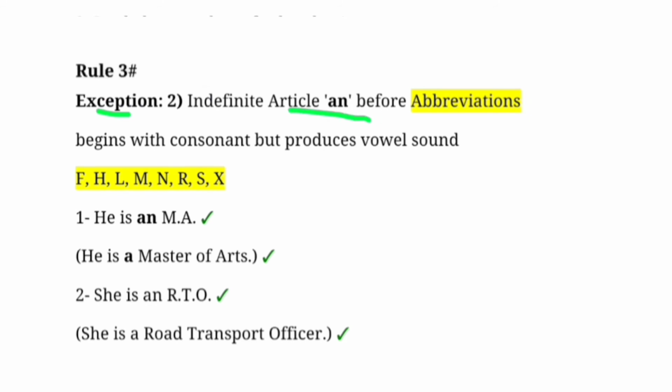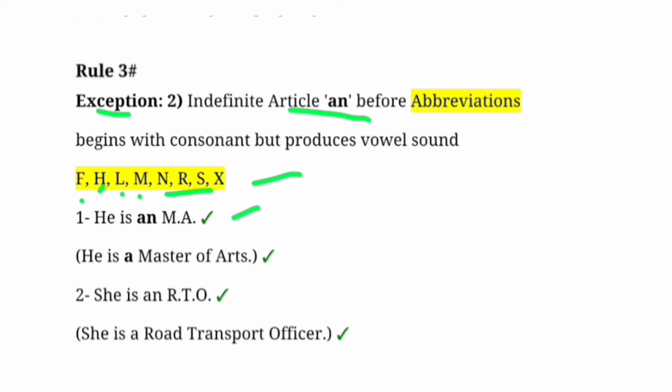It is to place article an before abbreviations that begin with a consonant but produce a vowel sound. Like you see these words, we pronounce them like F, H, L, M, N, R, S, X. They produce a sound which is again a vowel. As in the sentence, he is an MA. MA produces a vowel sound.